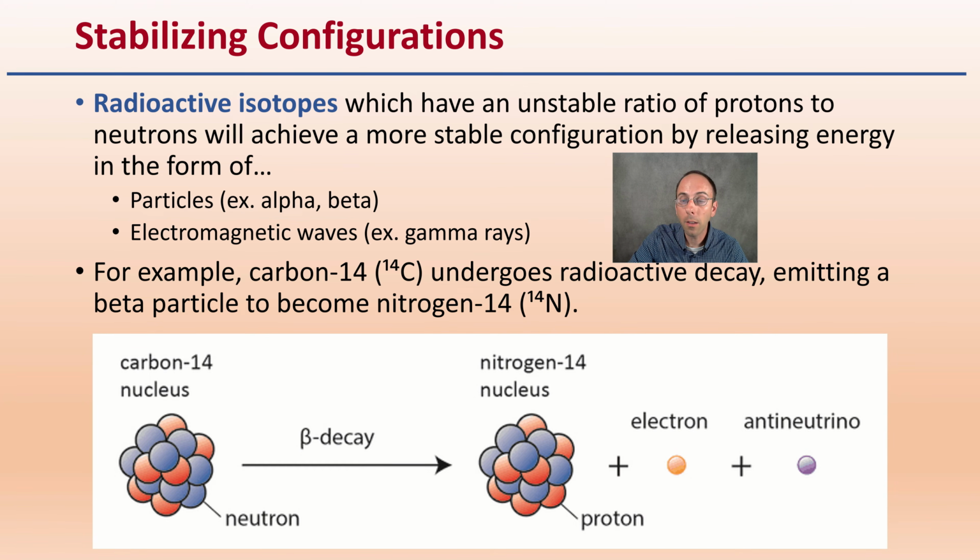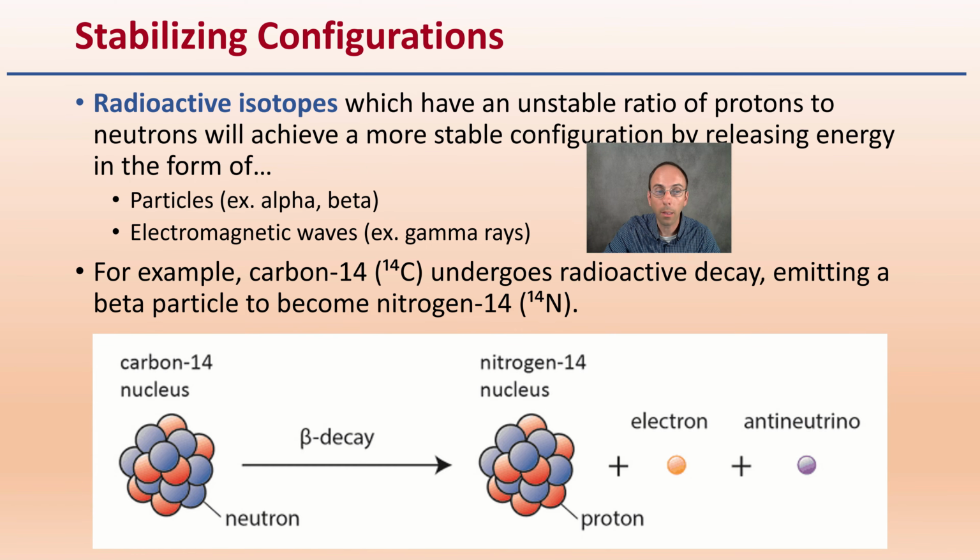In that stabilizing configuration, radioactive isotopes, which have an unstable ratio of protons to neutrons, will achieve a more stable configuration by releasing energy in the form of particles, as we'll see with alpha and beta decays, or electromagnetic waves, usually in the form of gamma rays. For example, carbon-14 undergoes radioactive decay, emitting a beta particle to become nitrogen-14. And because of that beta emission, we have the change in the proton number, and that's why we have the change in the type of element.